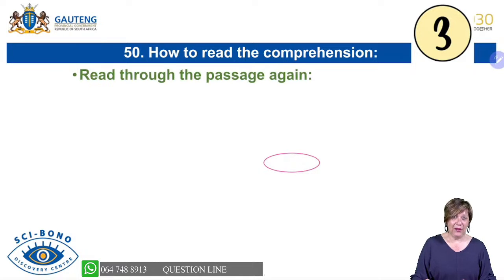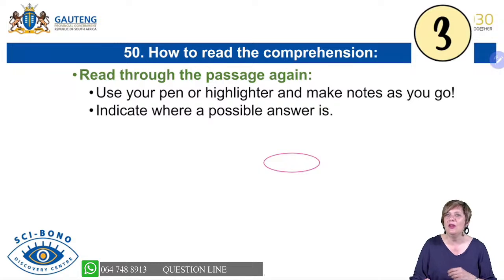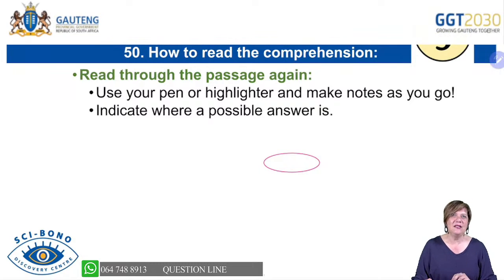Now, step number 3. Now we're going back to the passage again for a second reading. Please make sure you've got a pen or your highlighter in your hand. I need you to make notes as you go. Remember, that article and that question paper is for you to work on. You can scratch on it. Please do so. So as you read, indicate where you find a possible answer. Remember, you know now what the questions are. So as you're reading for the third time, you might pick up and say, I think this is a possible answer.